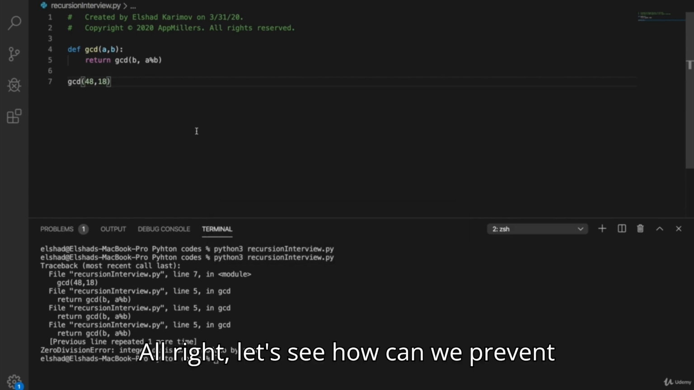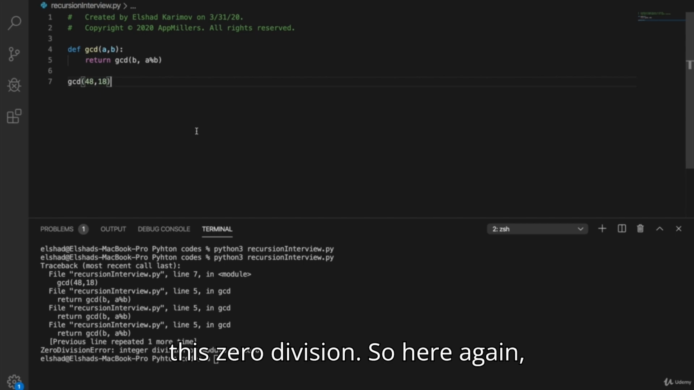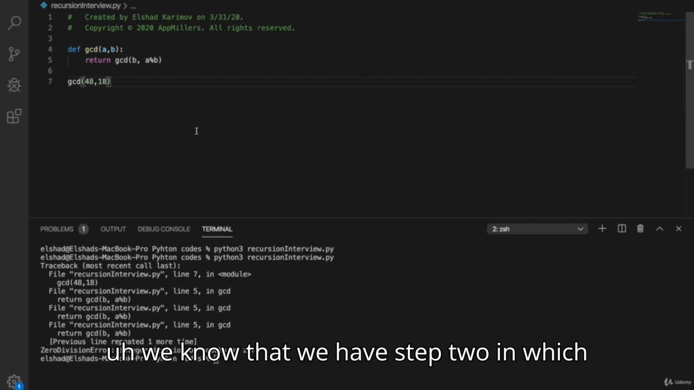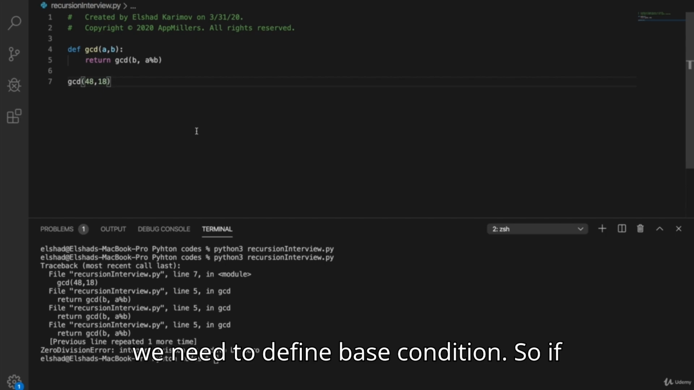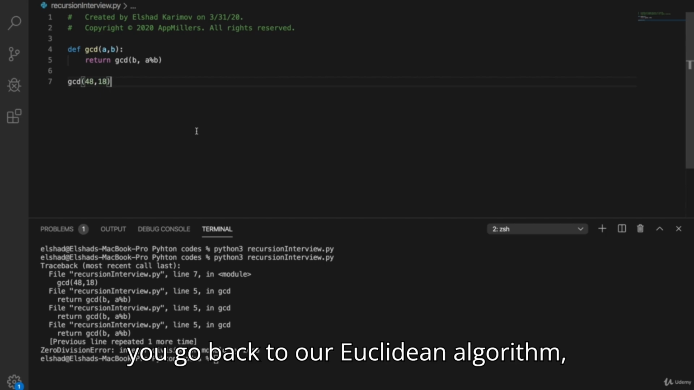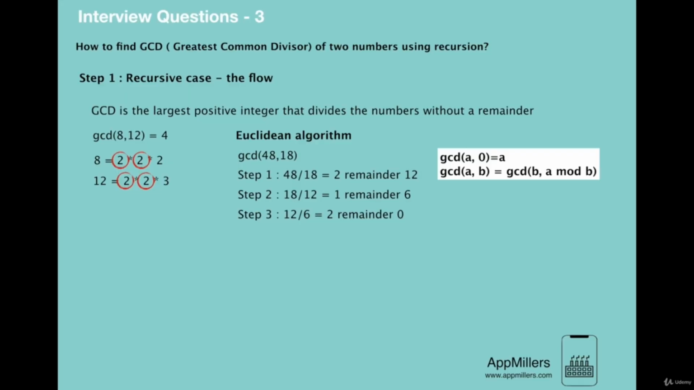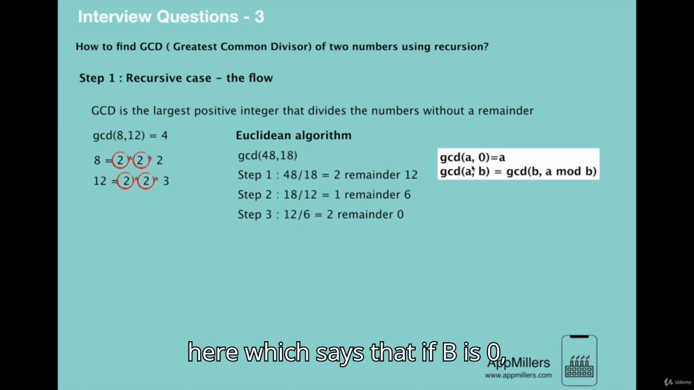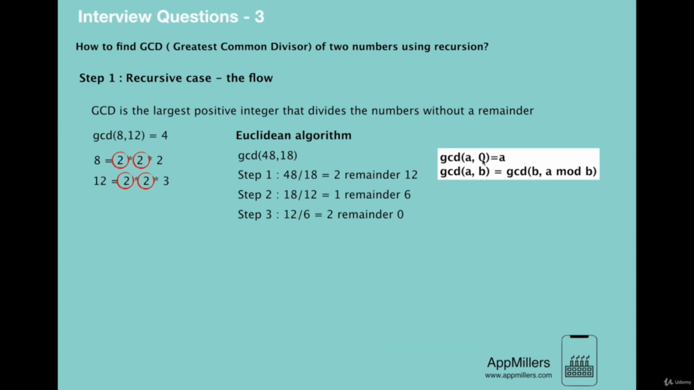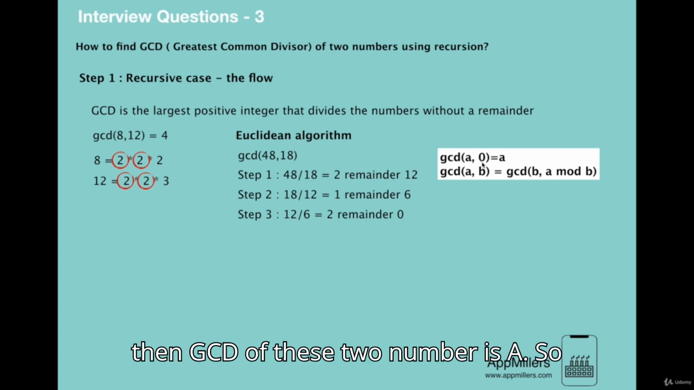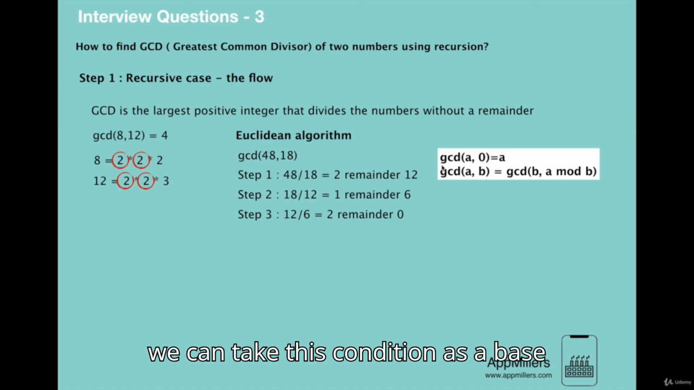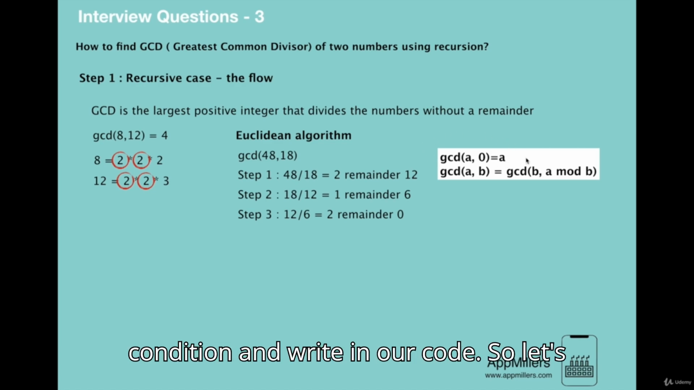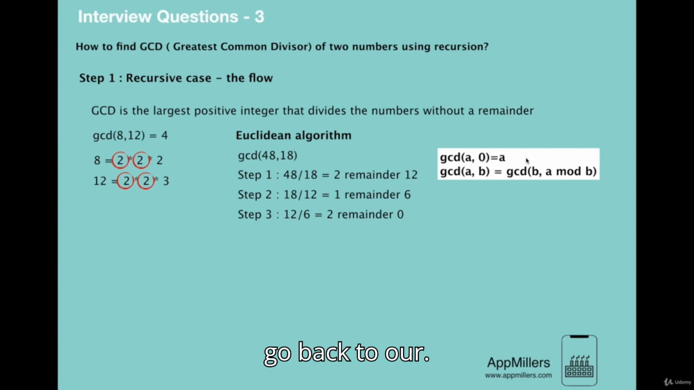Alright, let's see how we can prevent this zero division. So here again, we know that we have step 2, in which we need to define the base condition. If we go back to our Euclidean algorithm, we see over here that we have a condition which says that if b is 0, then the GCD of these two numbers is a. So we can take this condition as a base condition and write it in our code. So let's go back to our code.